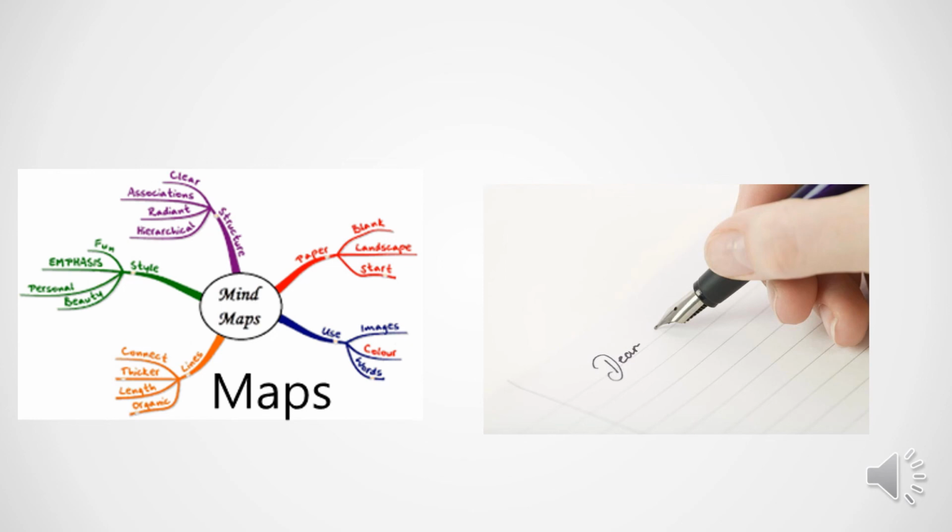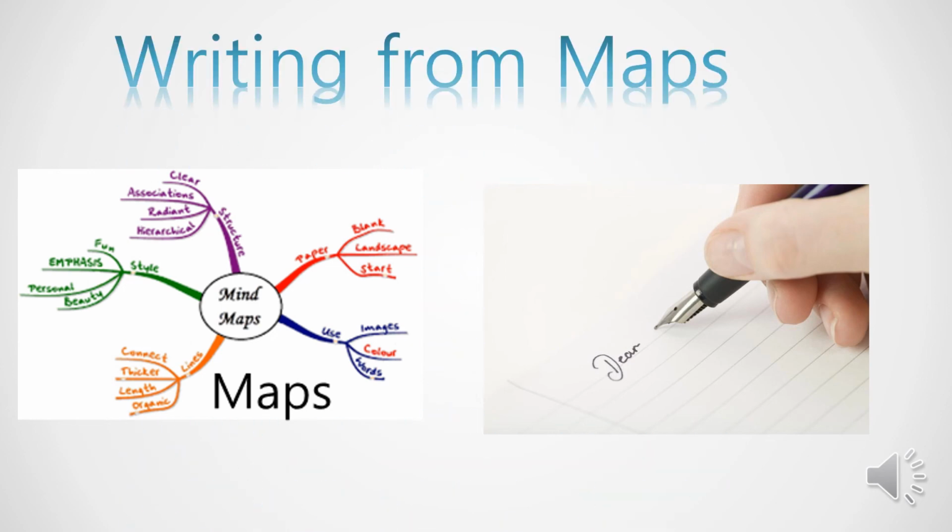The next instruction is writing from maps. Let's say that this is the map of your students. Encourage them to find something that really speaks to them. Then, ask them to write in any form and make it become more meaningful. This is what we call the first draft of the writing. Then finally, ask them to share with their group what they have written.